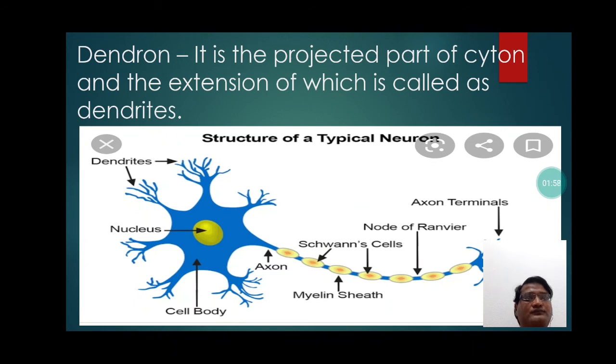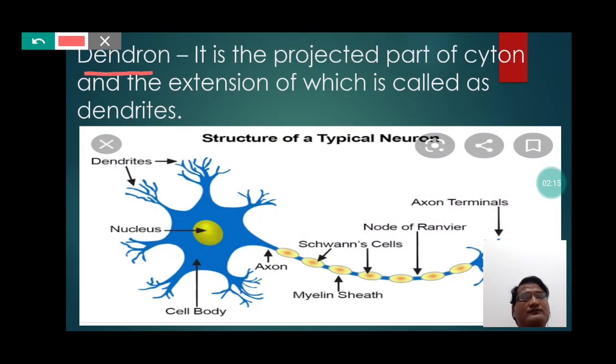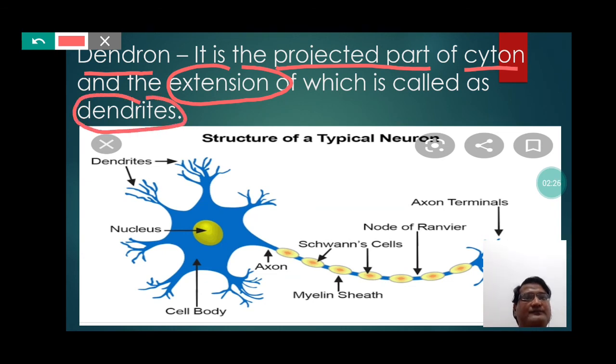Dendron, it is the projected part of cyton and the extension of which is called as dendrites. So students, dendron actually is the projected part of cyton and which further extends to form dendrites.